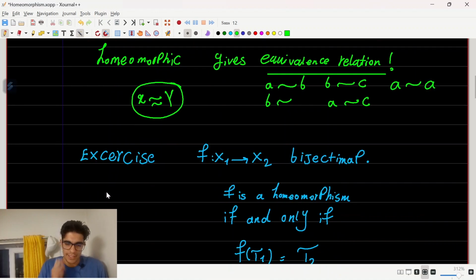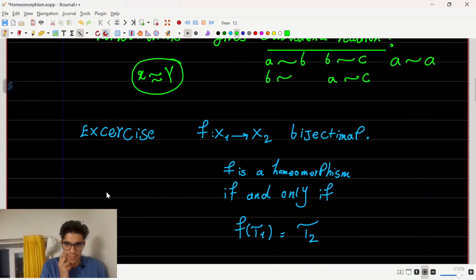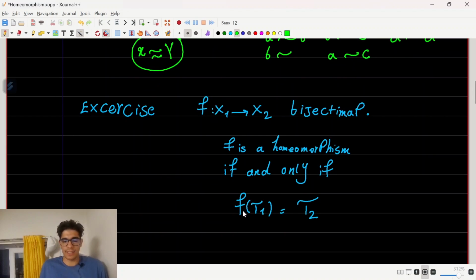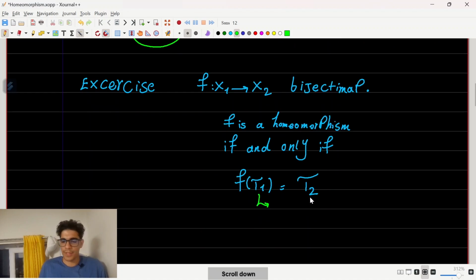And then we have an exercise. If f is a bijective map, then f is a homeomorphism if and only if the image under f of that curly T, which we discussed, which is the topology of X, gives you the topology of X2. I think this is a good exercise. You can think about it, and I will tell you the solution in just a sec.